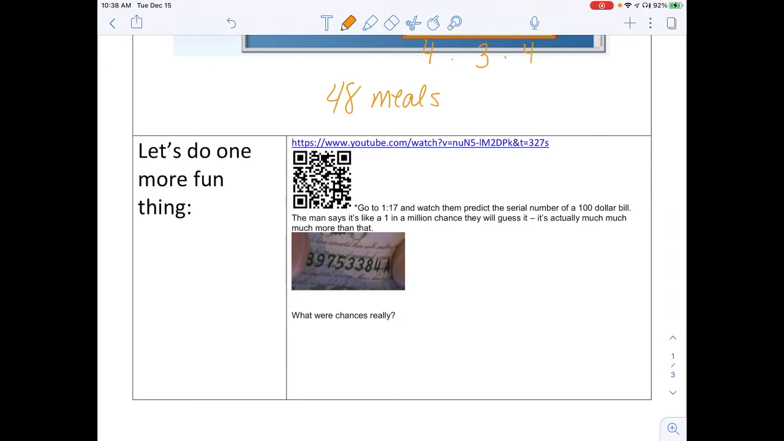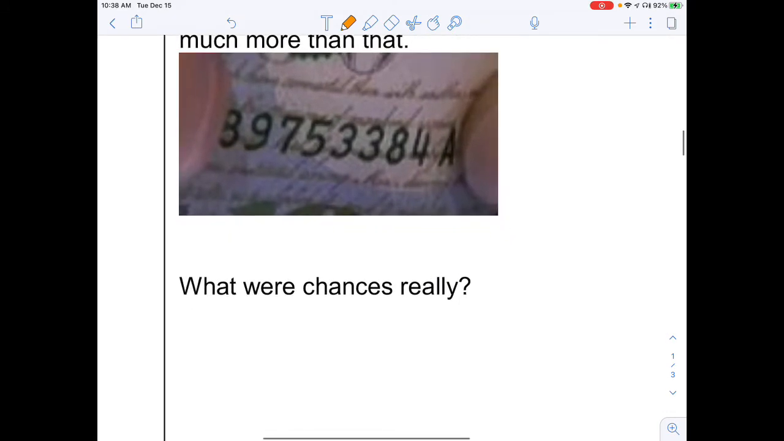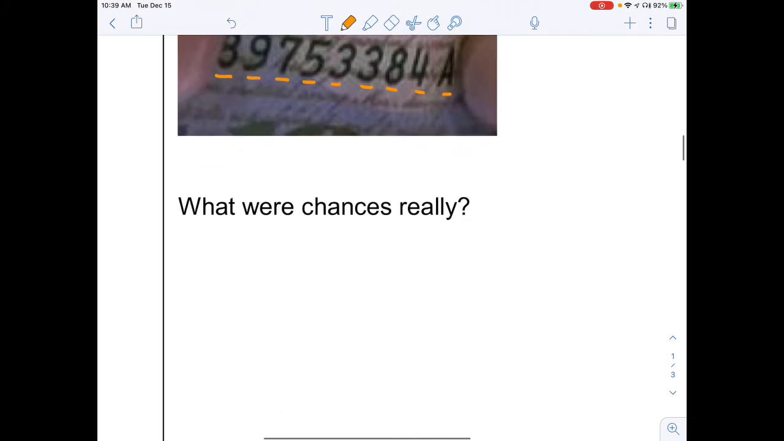At some point, the man says it was a 1 in a million chance she got the serial number on this dollar bill right. When I watched this a few years ago, because I used to have time to watch TV, I thought that's got to be more than 1 in a million. So I did the math to figure out what the guess was. This was the serial number that she ended up guessing. I took a screenshot of it. He said it was a 1 in a million chance, but I want to show you that what she guessed was way more difficult than that.